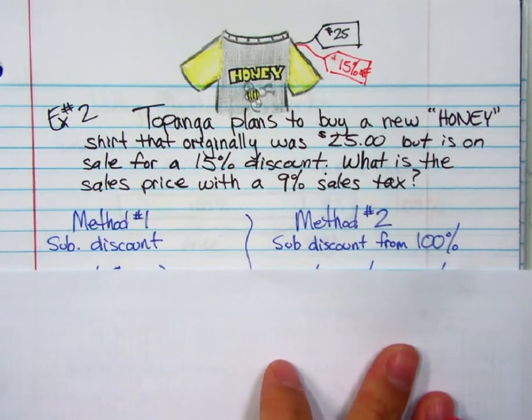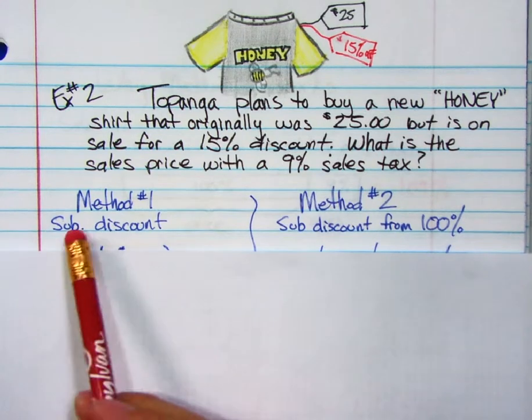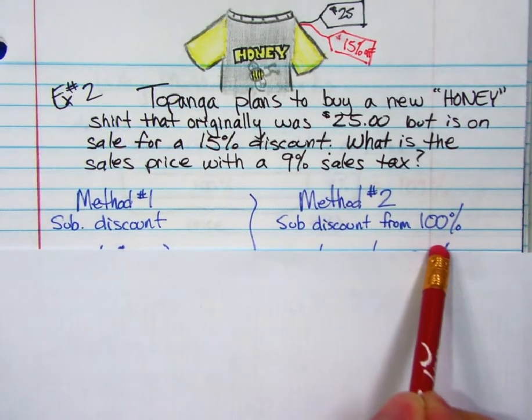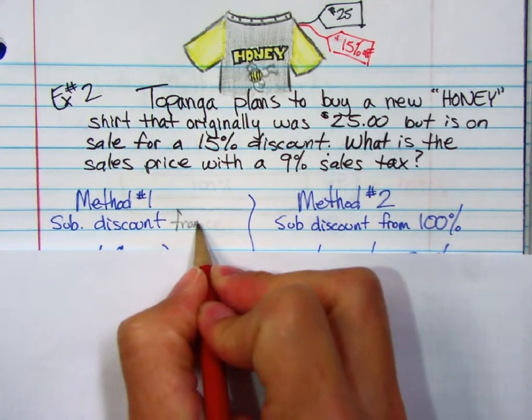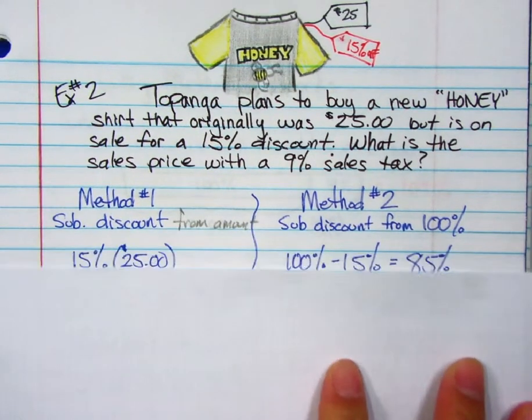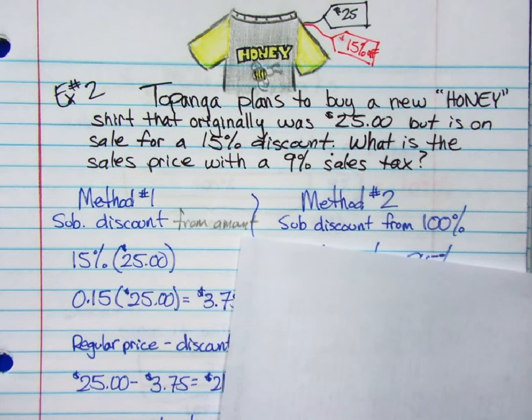So for method number one, I actually put them both next to each other side by side. Method one is to subtract the discount. Method two is to subtract the discount percent from 100. Okay, this is to subtract a discount, I guess I should say, from the total amount. Let's find out what that looks like. All right, so method number one, I'll show you on this side. Not too much information at once.